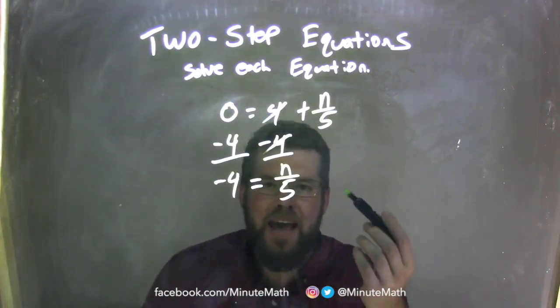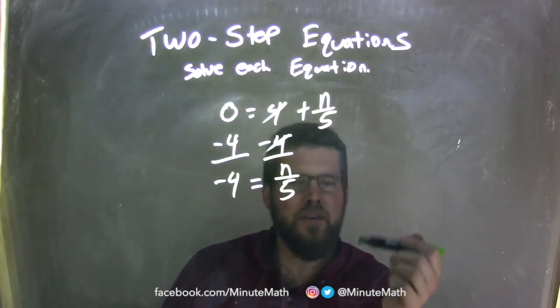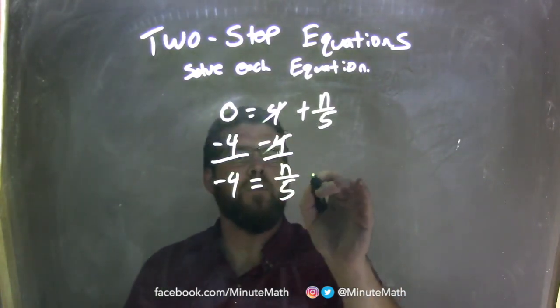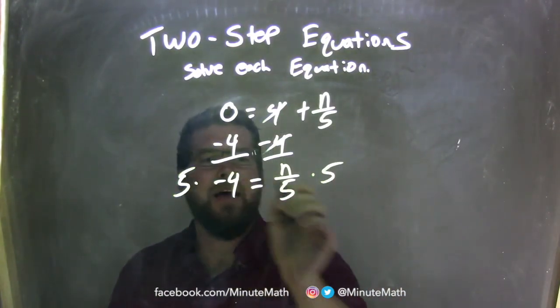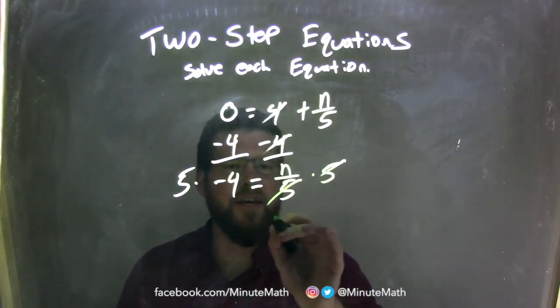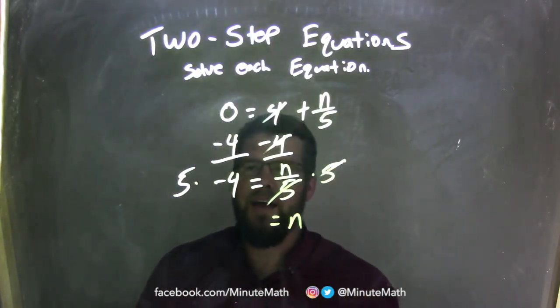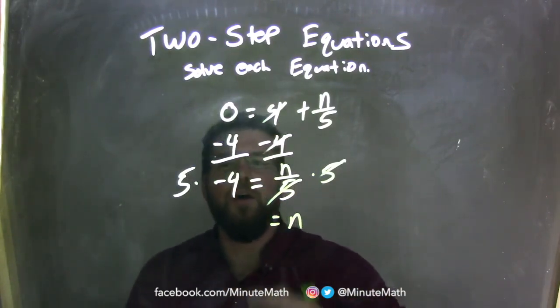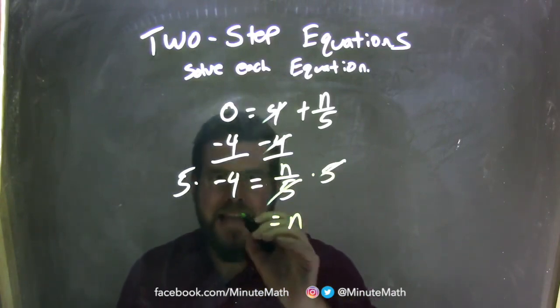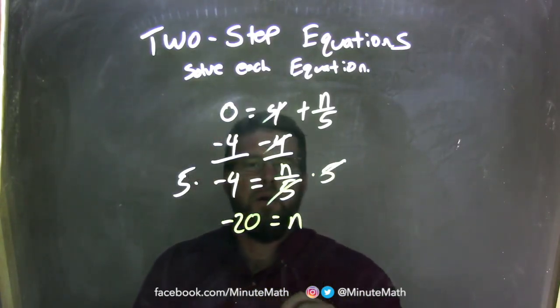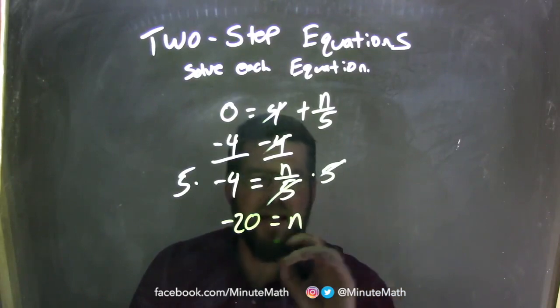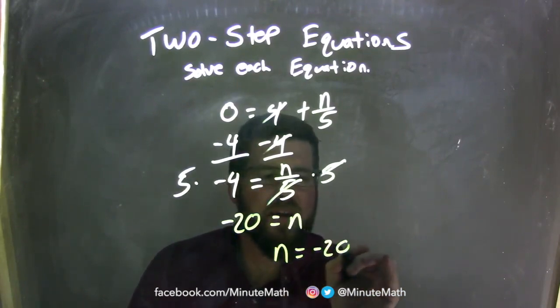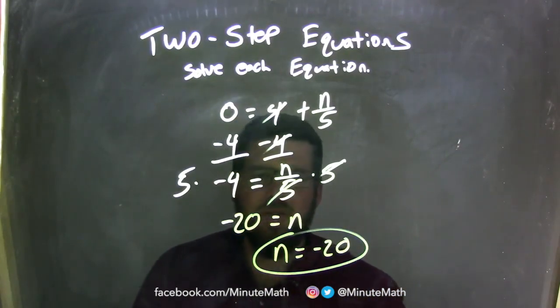That division of n over 5, the opposite of dividing is multiplying. So I'm going to multiply 5 to both sides. That cancels these 5's out here, leaves me with just the n, and now I have 5 times a negative 4. 5 times 4 is 20, and a positive times a negative is a negative, so 5 times negative 4 is negative 20. Well, I have negative 20 equals n. Let's make it nice and neat. n equals negative 20, and that is my final answer.